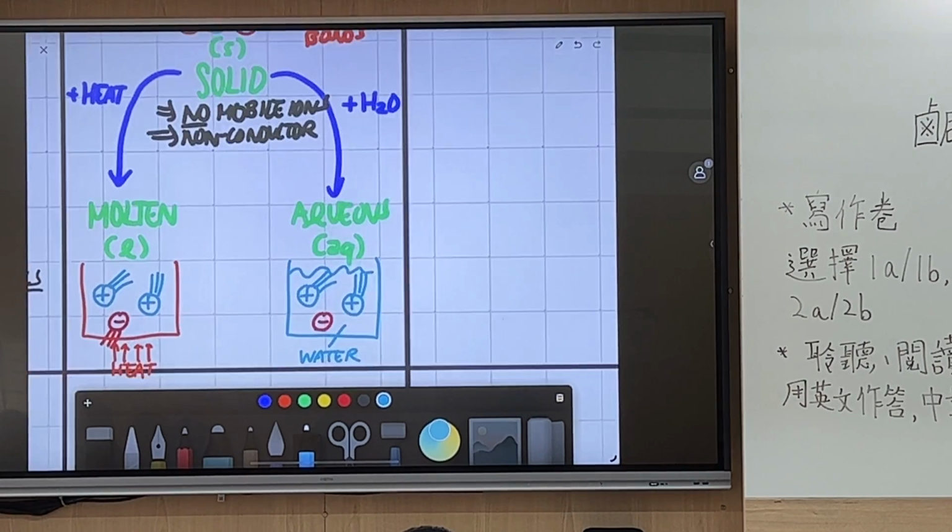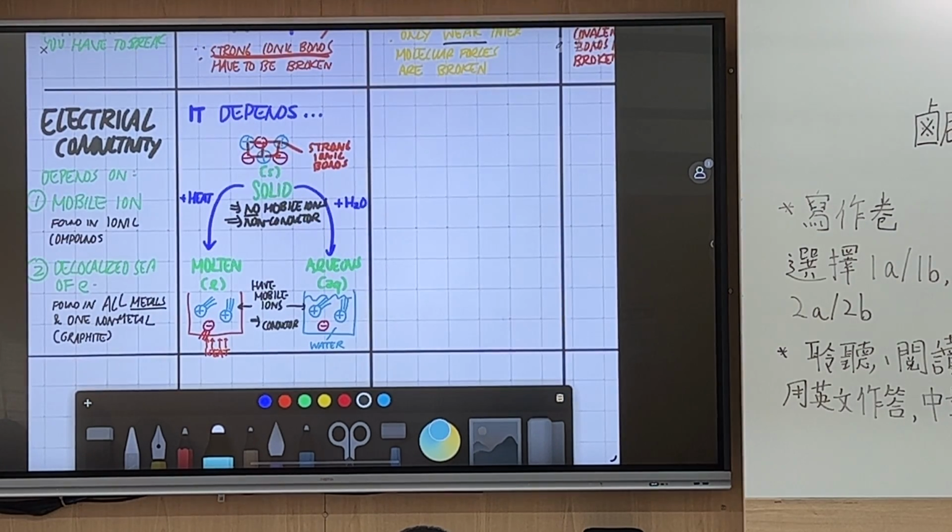Okay, so you have water in here. So what's in common for both of these is that they both have mobile ions. So I have mobile ions. Okay, and so they are conductor. So this is why the answer is it depends. It's not a straightforward yes or no.